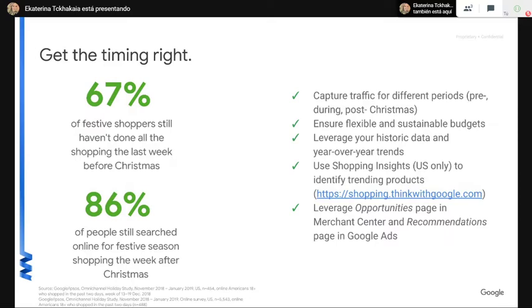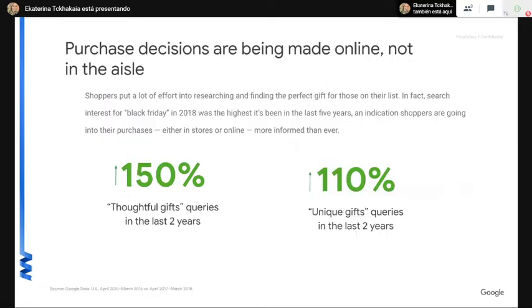Also, using Shopping Insights, which is available in the US, might be helpful, because it will provide some idea about trends and trending products. And last but not least, leverage the opportunities page that you can find in the Merchant Center and the recommendations page in Google Ads, where you would be able to find some opportunities in terms of budget, in terms of bids, and also how some of the issues on the Merchant Center side, for example with the feed, could impact your traffic, and make sure that you're not missing out on that front as well.